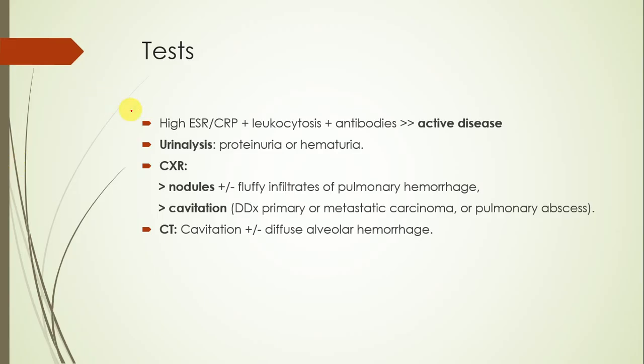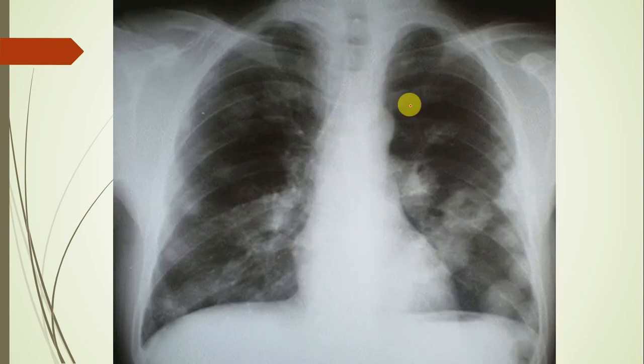There are some other tests which also need to be done. If we want to see the activity level of the disease, we'll be doing the ESR or CRP, and the WBC count obviously would be high. And antibody levels also give us an idea about the activity. Urinalysis would obviously show active sediment, and chest X-ray might show nodules and cavitation. And the CT scan would also show the same things, which is cavitation and sometimes alveolar hemorrhage.